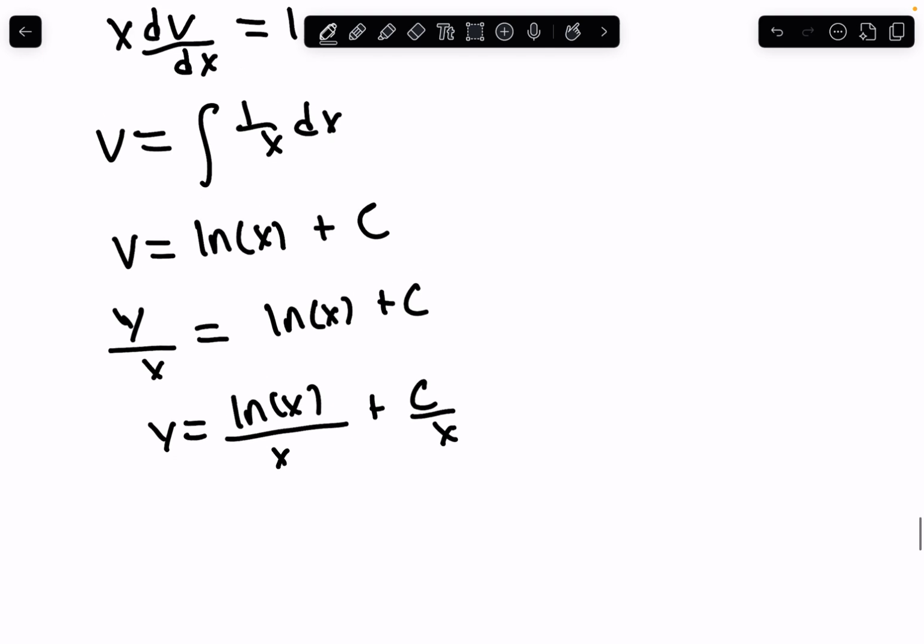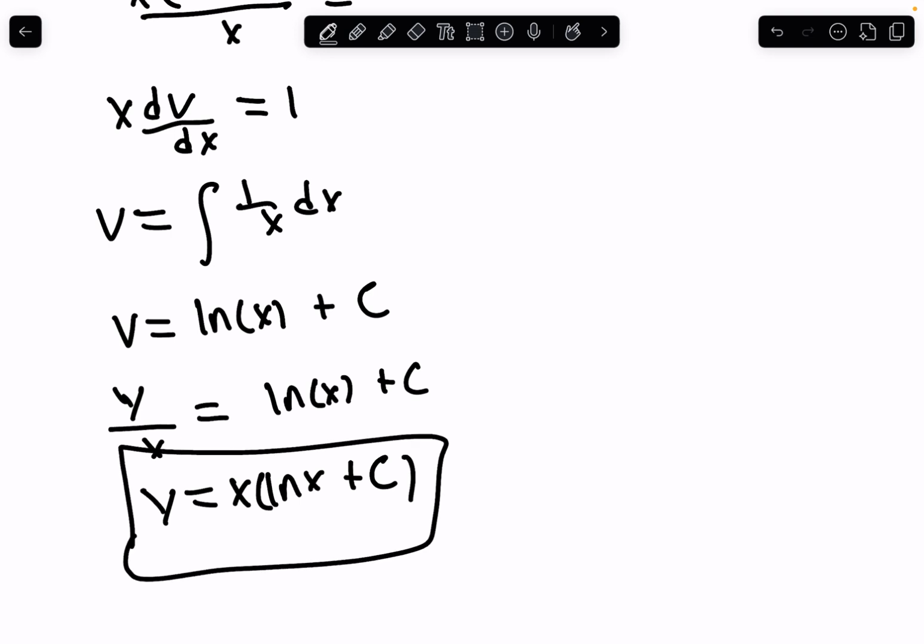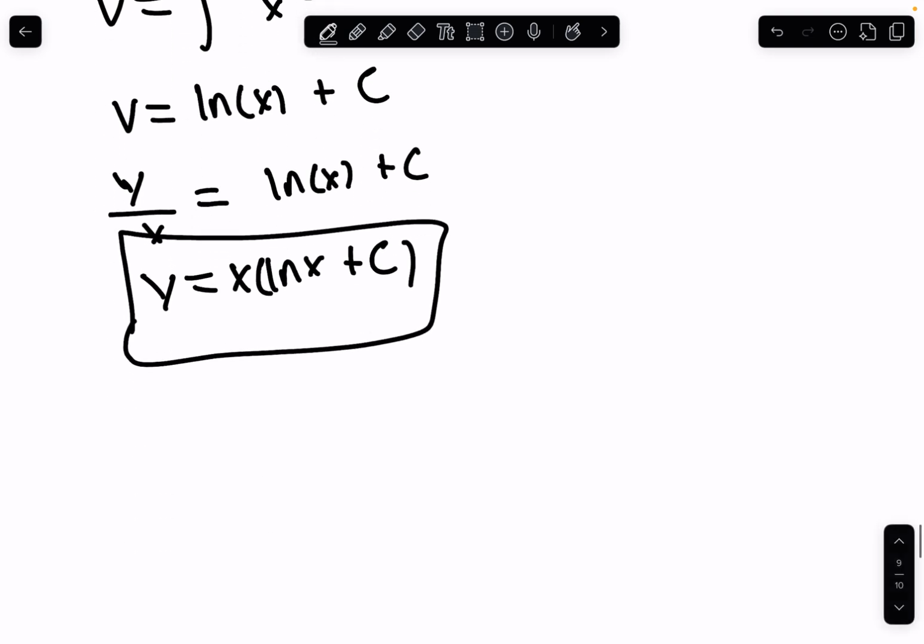Sorry, I wasn't focused. You actually multiply, so it becomes y equals x ln x plus c. If you want, take the bracket here, and this is the answer for your homogeneous differential equation.